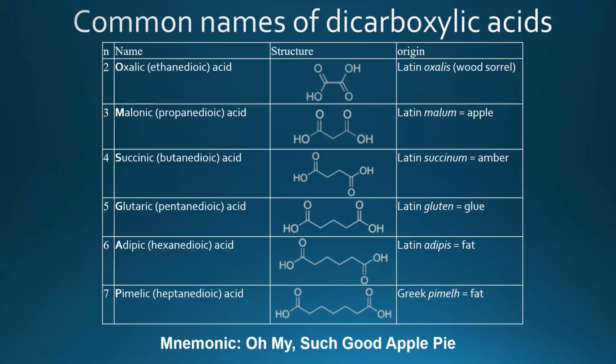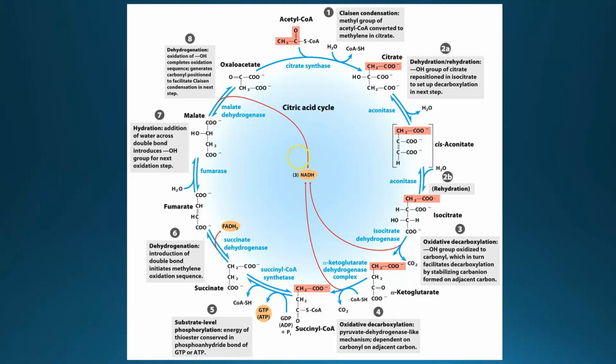This is a good time to introduce or remind you of the common names of the dicarboxylic acids. That is because many of the citric acid cycle intermediates are dicarboxylic acids or are based on dicarboxylic acids. Citrate is actually a tricarboxylic acid, but when you get to alpha-ketoglutarate, it has carboxylic acids at both ends. Succinate, carboxylic acids at both ends. Fumarate, malate, oxaloacetate. All of those are dicarboxylic acids.